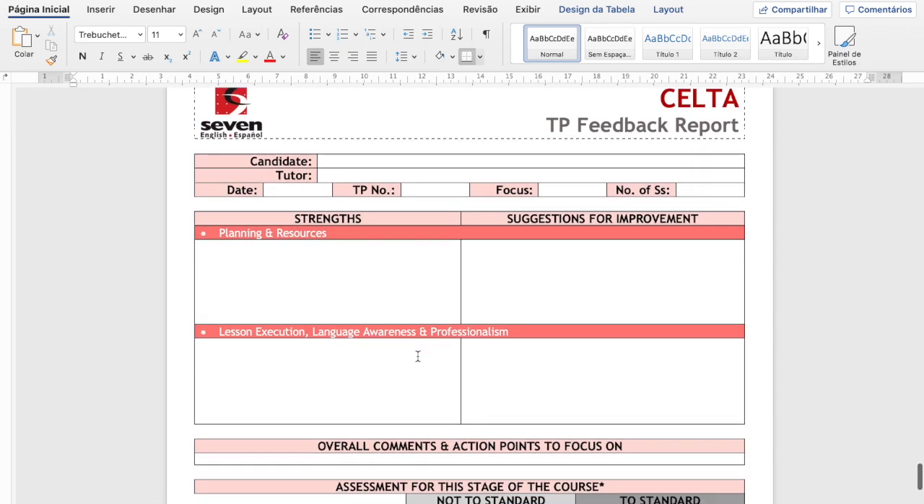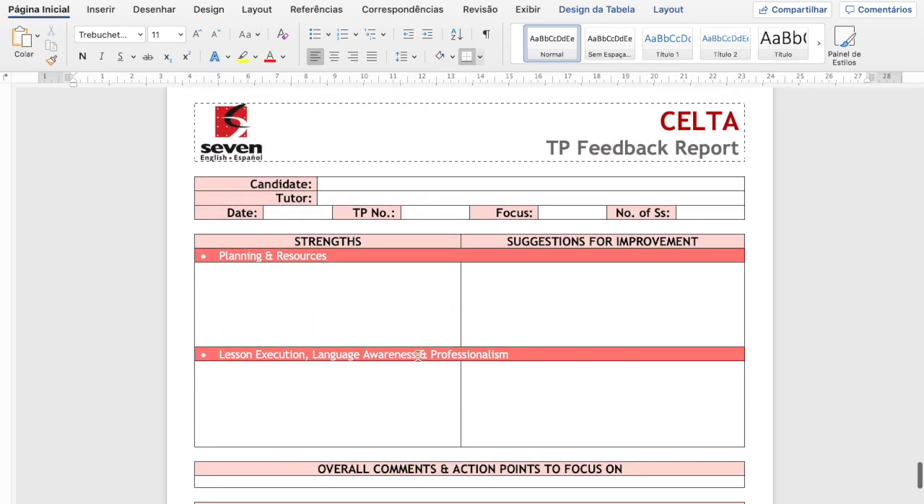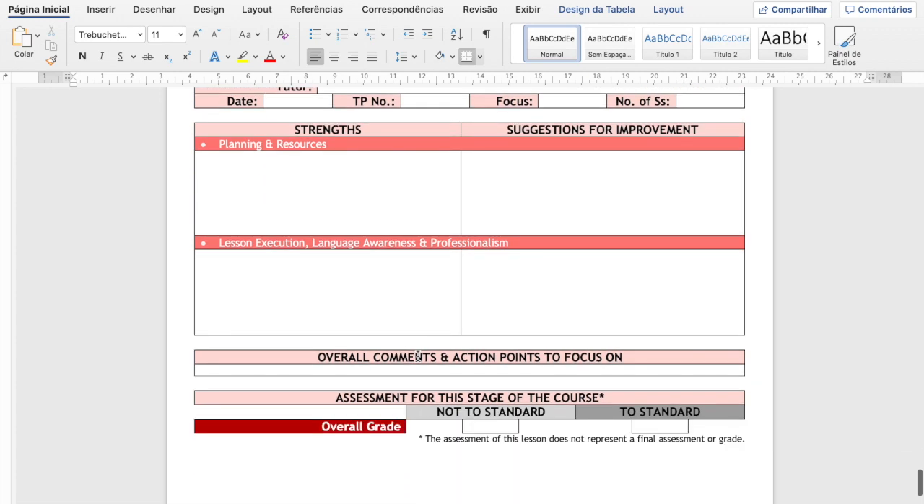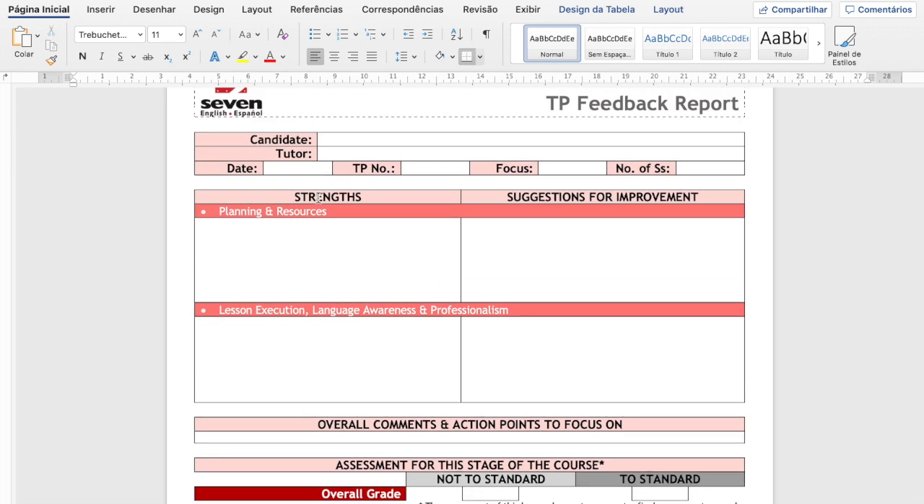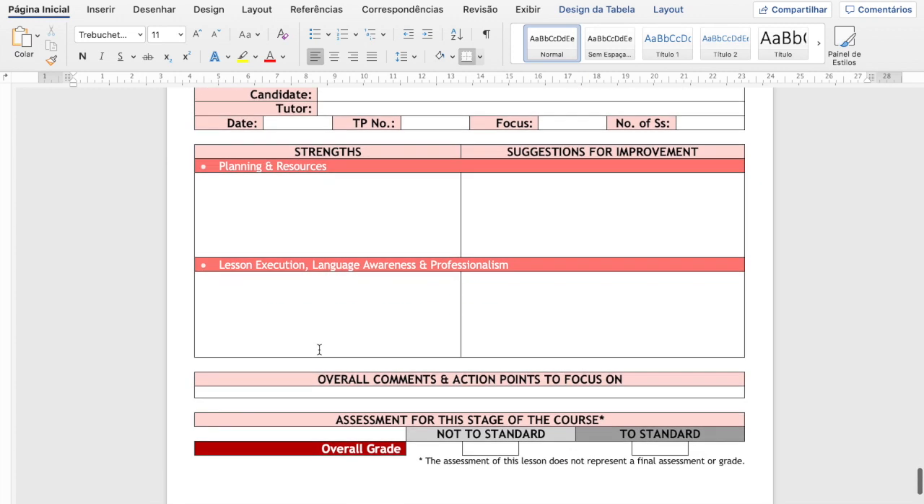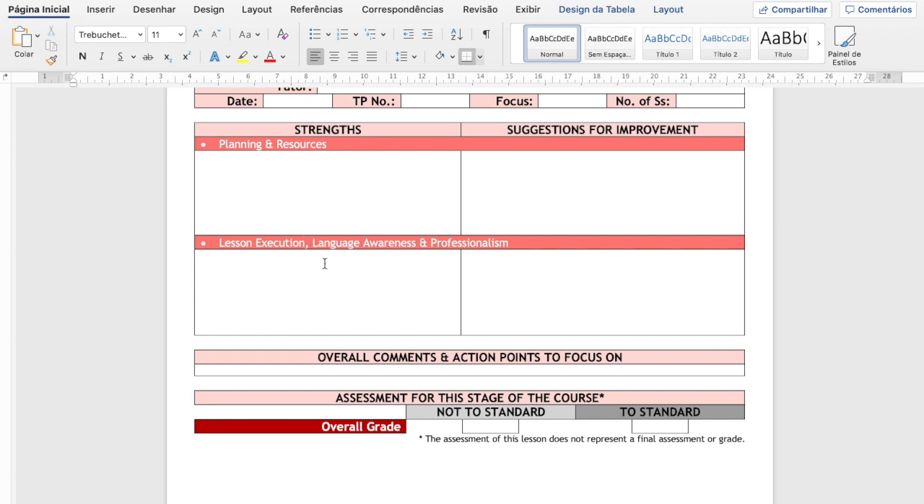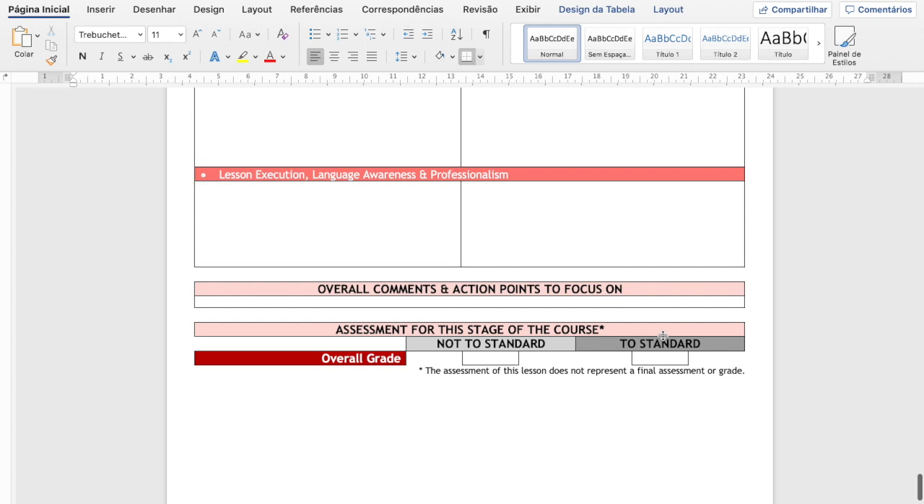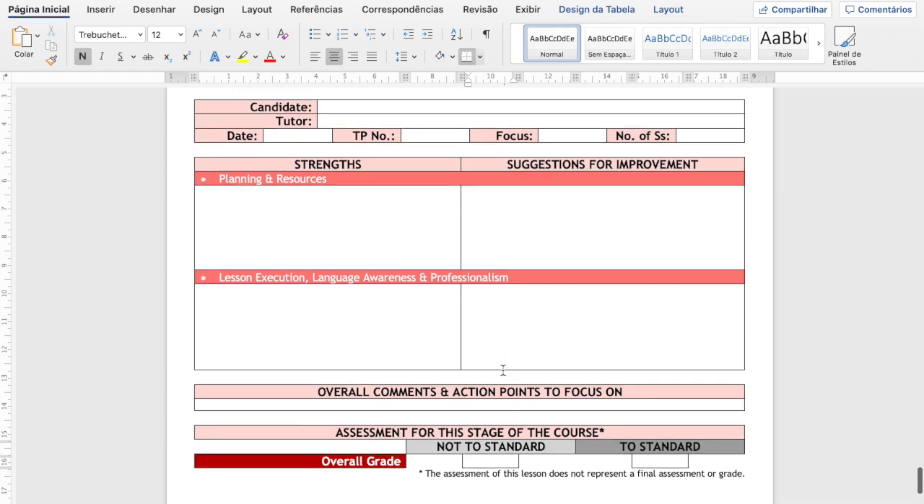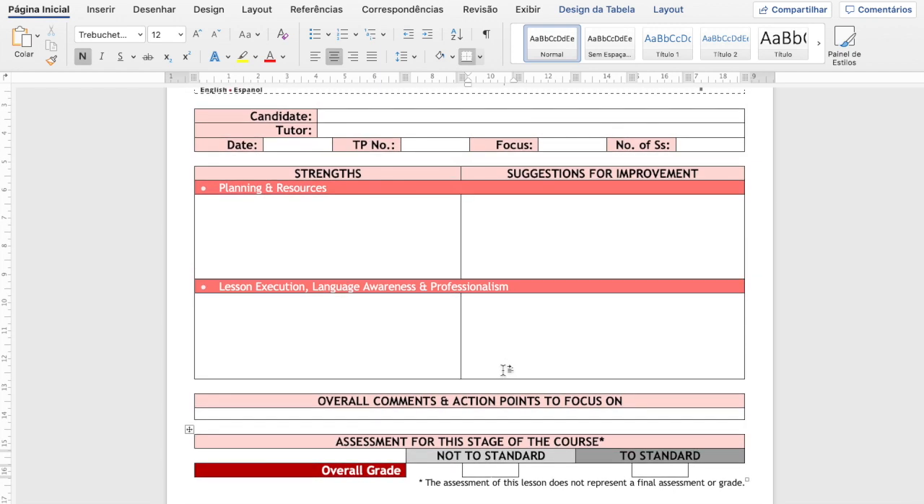And the last thing is called the TP feedback report. This is where your tutor will write the information on the lesson. So the tutor will write the strengths of the lesson, suggestions for improvement in terms of planning and resources, and in terms of lesson execution, language awareness, and professionalism. And here at the end is where the tutor will register whether the lesson was standard or not yet standard. Remember that you have to send the lesson plan by email to your tutors. You will need to print out a copy of this to use in class, but everything that you send to your tutor will be done electronically because later this will be uploaded on Fronter.